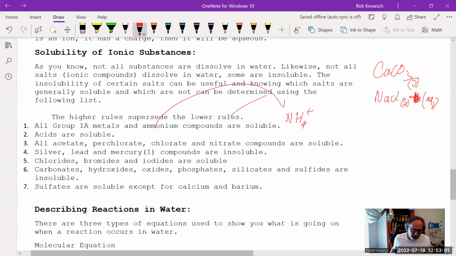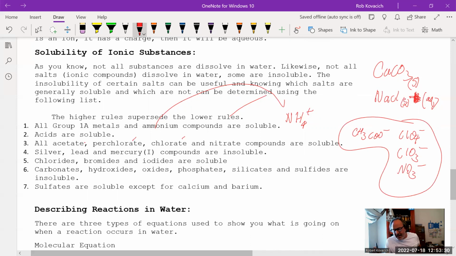Acids are soluble. So for our purposes, if you see something that starts with an H, it will dissolve in water. Okay, the next one, acetates, perchlorates, chlorates, and nitrates. All of these things are going to be soluble. So if it's got a CH3COO, or a ClO4, or a ClO3, or an NO3, any of these substances, it doesn't matter what the cation is, as long as those are the anions. If one of those is the anion, then that thing's going to dissolve.